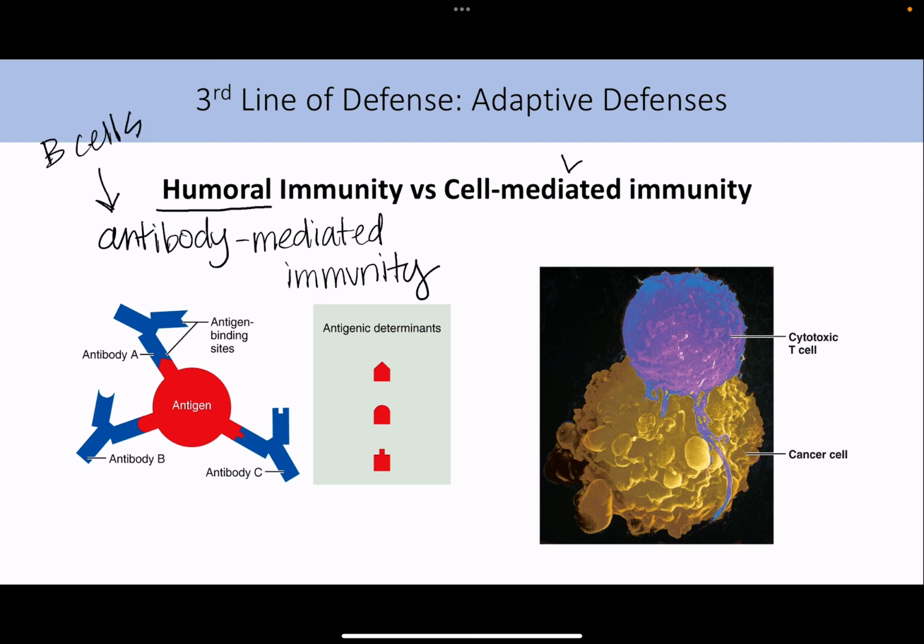Cell-mediated immunity, which means that a cell is attacking whatever the foreign invader is. This is going to be our T cells. And which of our T cells are the ones that fight invaders directly? Cytotoxic T cells. So here's a cytotoxic T cell fighting off a cancerous cell here. Any questions about humoral versus cell-mediated immunity?